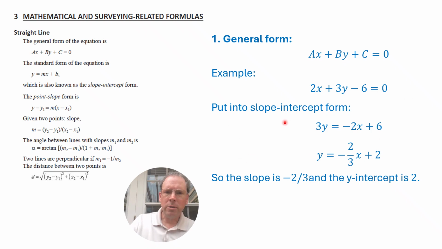You're going to put that into slope-intercept form, basically solve for y. You can see the standard form of the equation up here solves for y. And then y = -2/3 x + 2. So in this equation with the standard form, you have m, which is the slope. The slope is -2/3 in this case, and then b is 2. So the y-intercept is 2.